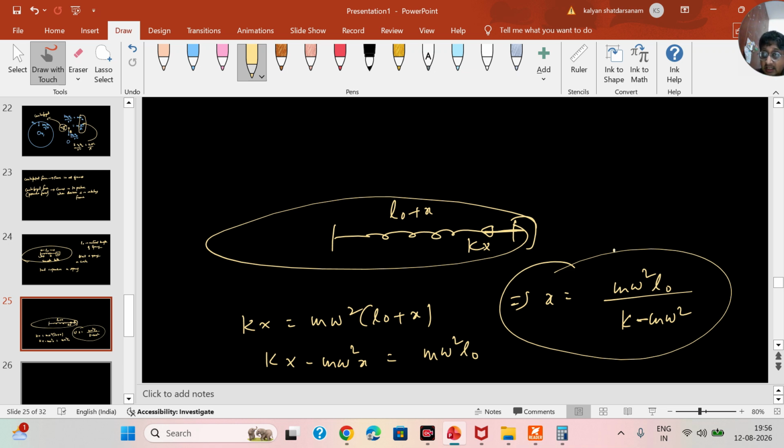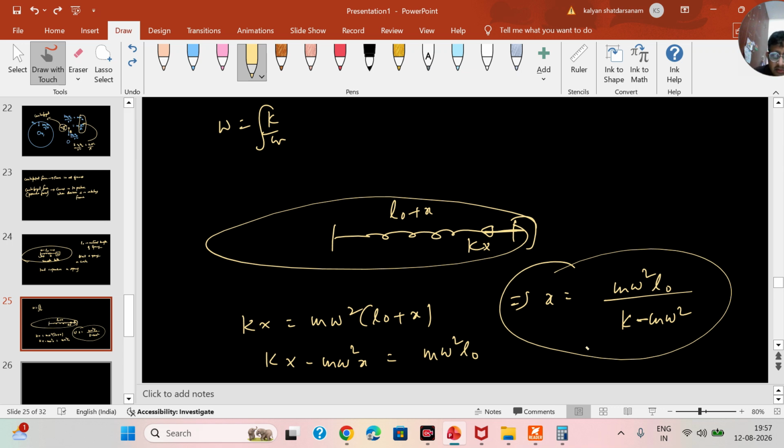Here, if you see the result, in the denominator you got k minus m omega square. Suppose I ask the question, what if I want to rotate it with an angular speed omega equal to the square root of k by m? That is, the denominator becomes 0. If you want to rotate with this omega, it is not possible. The spring has to expand by an infinite amount.